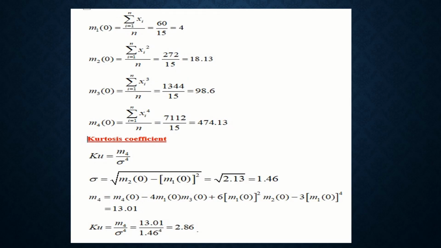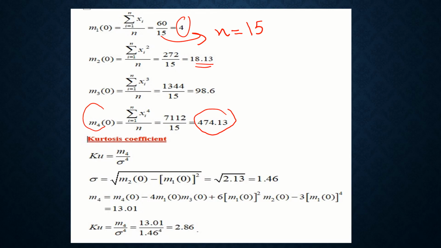So the moments about zero: first moment about zero equals summation xi over n, equals 60 divided by 15 equals 4. Why 15? Because n equals 15, the sample size of the data. M2, the second moment about zero, summation xi squared from the second column, equals 272 divided by n, 15, equal to 18.13. And M3, the third moment about zero, equals summation xi cube over n, from the third column, 1344 divided by 15, is equal to 98.6. And the fourth moment about zero equals summation x power 4 from the fourth column divided by n, 7112 divided by 15, that's 474.13.